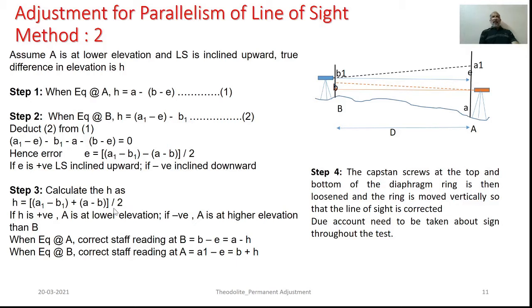Also, here the true difference in elevation H can be computed as the mean of the staff differences as opted here. Here again, if H is positive, A is situated at a lower elevation. If it is negative, A is situated at the higher elevation. So, as we work out those particular error components, the correct staff readings can be worked out as shown here, and we can place our diaphragm ring in order to give the correct staff readings.